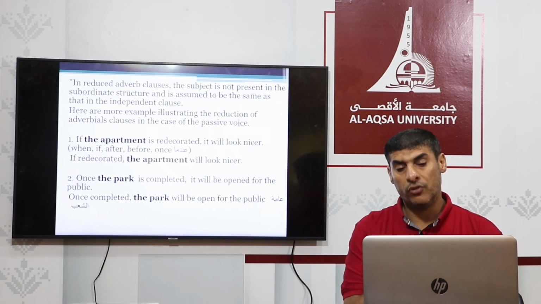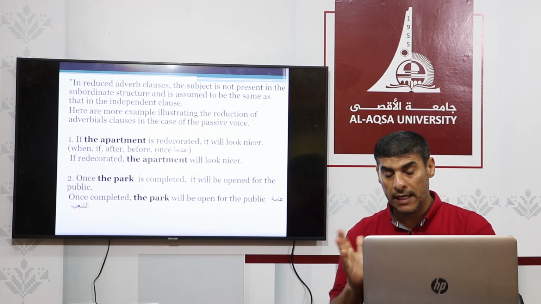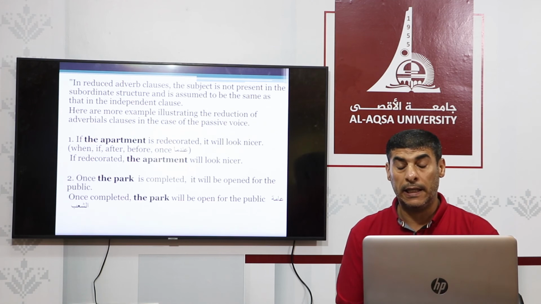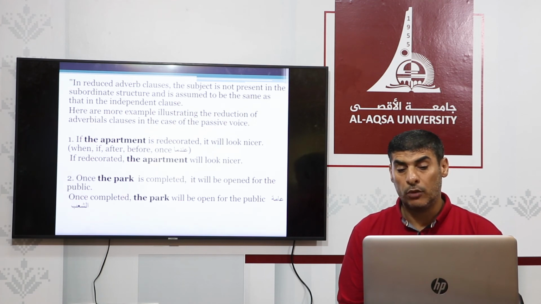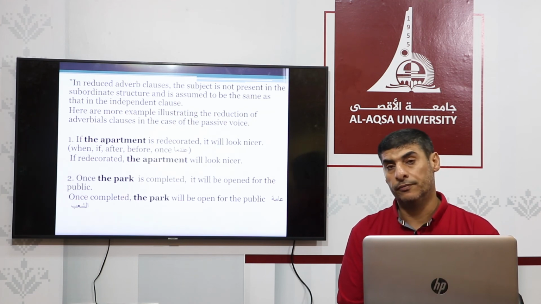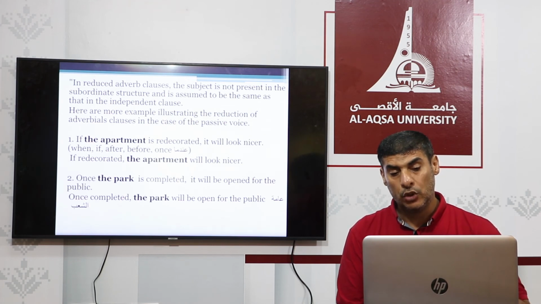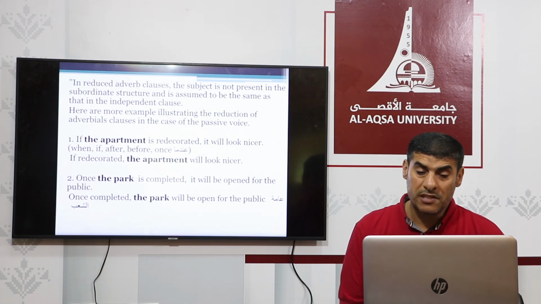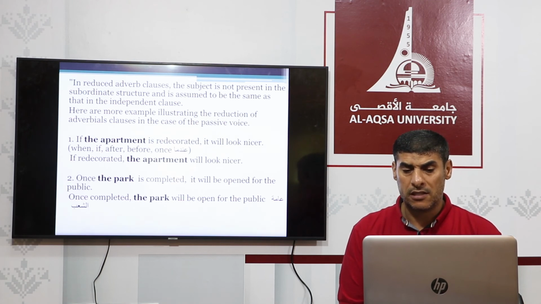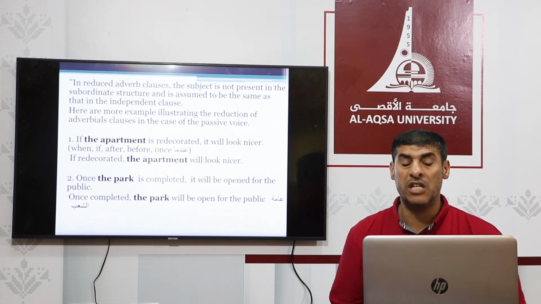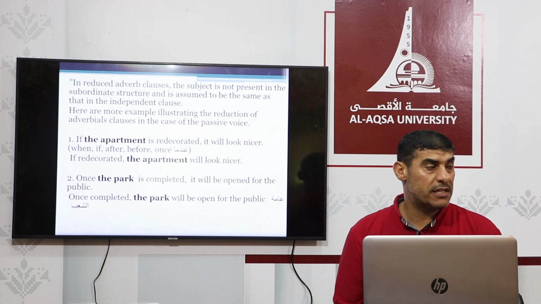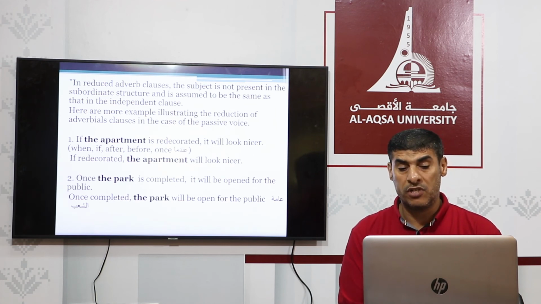So the subordinate clause gets its meaning from the full clause or the independent clause. The apartment will look nicer. But is it right to say that the apartment will look nicer if redecorated? No. So we have to begin our complex sentence with the reduced adverbial clause. So once again, if redecorated, this can be called a subjectless clause. Why is it a subjectless clause? Because the subject is deleted.